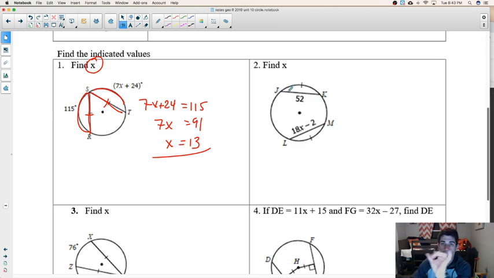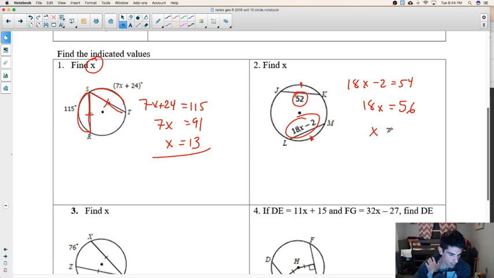Same question. Here's that if and only if, working backwards. Now I'm going to tell you that the two arcs are congruent. That means the two chords would be congruent, so you can set them equal to each other. Then you'll have 18x is equal to 56, and that x is equal to 3.